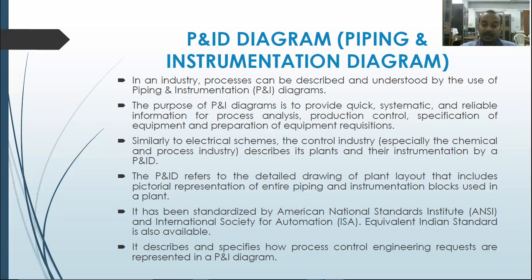The last point: it describes and specifies how process control engineer requests are represented in a P&ID diagram. So you do not need to use words. Your diagram will tell all the things: what implementation will be associated with your industry, what your requirement is, how the requirement can be met, and which type of instrument you want to install in your industry. That will be identified.